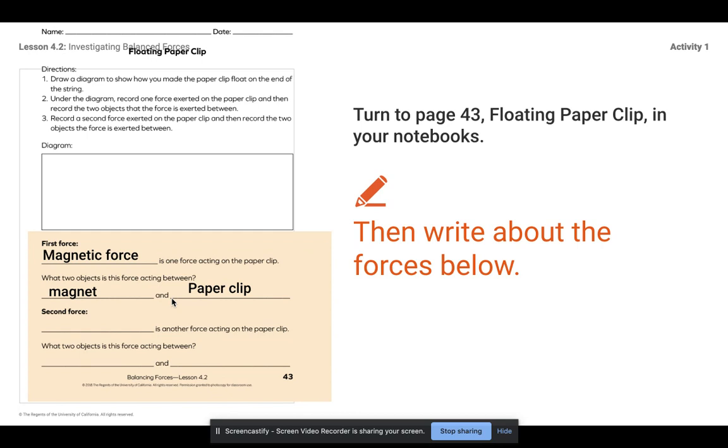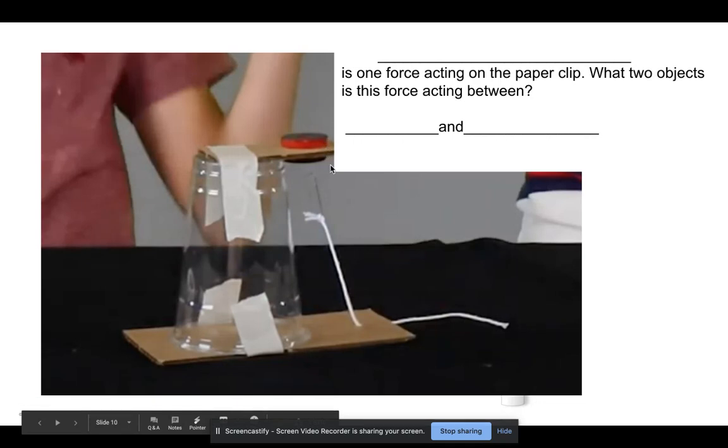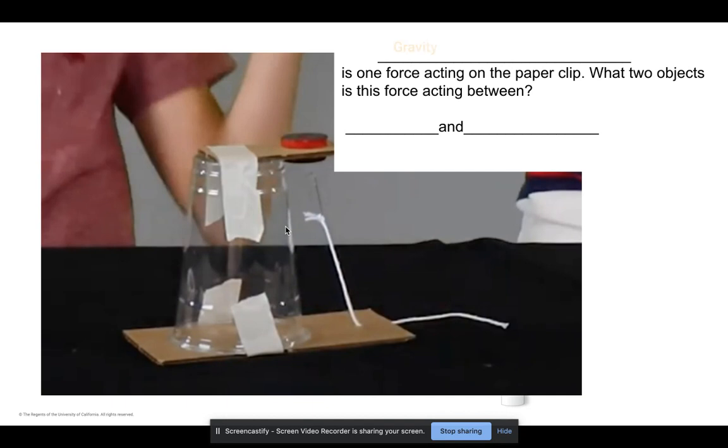Now, I'm going to get you to think a little bit more. There's a second force. What is that second force? How else is that paperclip floating? What else is acting on the paperclip? If you remember correctly, you know that gravity is a force that is always acting. So, gravity is that force. Now, what is it also acting between? We know that gravity always has to act between something.